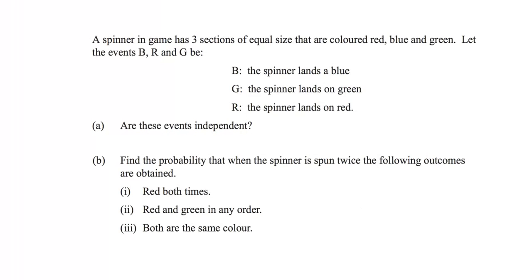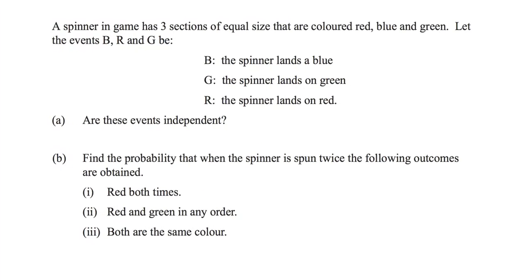Okay, let's carry on and look at a more complex example now. A spinner in a game has 3 sections of equal size that are colored red, blue, and green. Let the events B, R, and G be the chances of it landing on blue, red, and green respectively. Are these independent of one another?